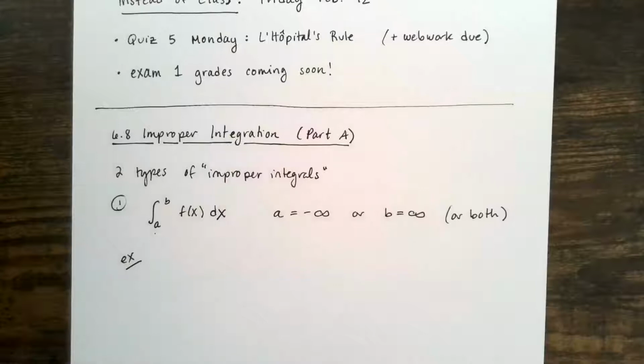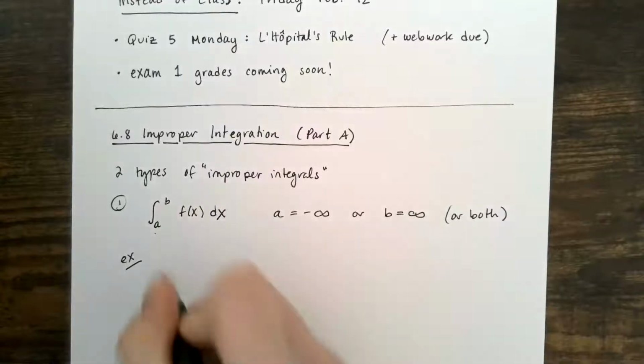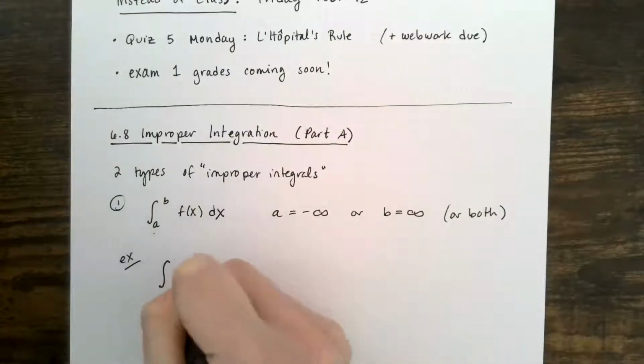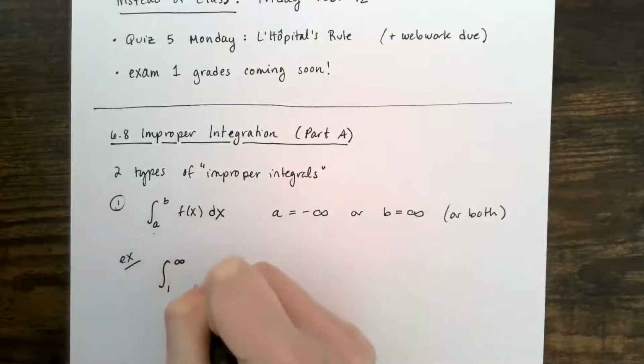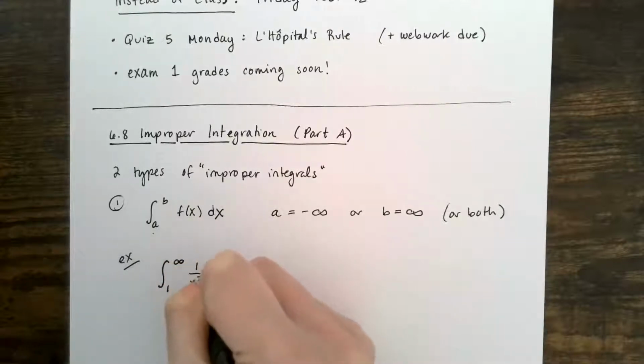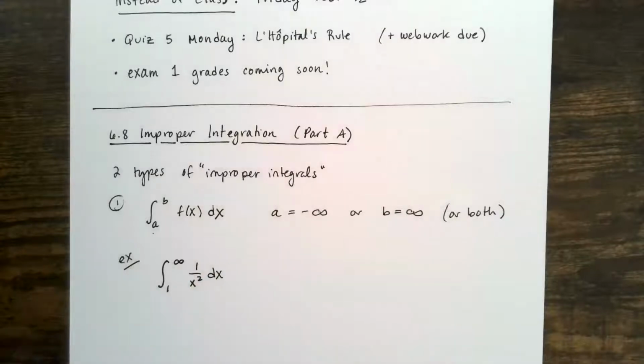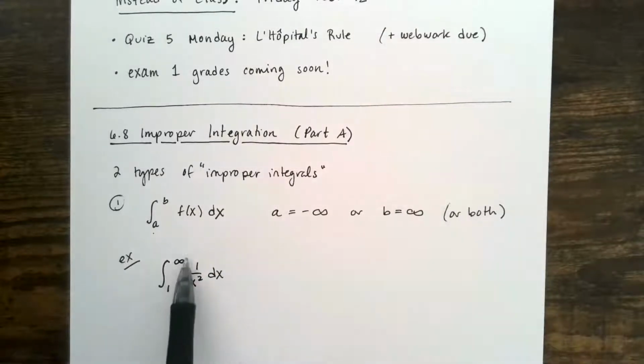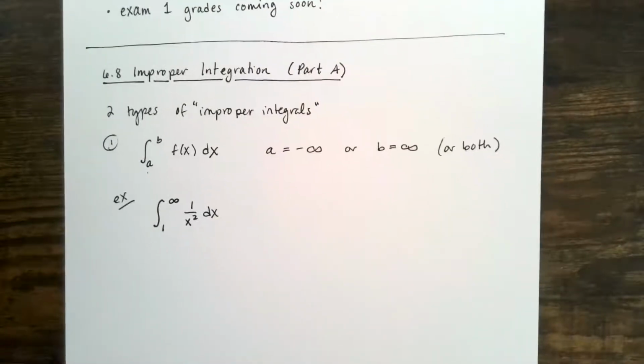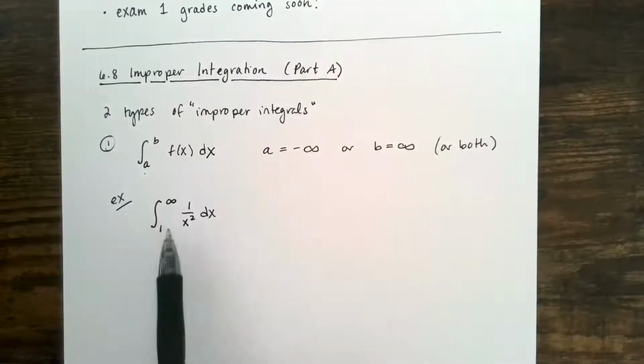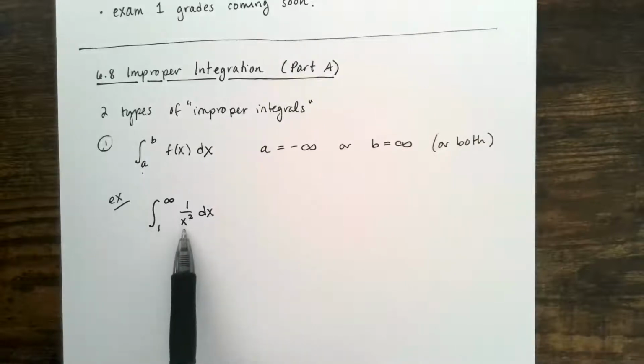So here's an example of improper integrals of this particular type. This is actually the example that we'll do in a minute. The integral from 1 to infinity of 1 over x squared dx. What makes this an improper integral, of course, is that this upper bound of integration is infinity. And this means exactly what it looks like it would mean, which is that you are finding the area under this curve from 1 all the way out forever.